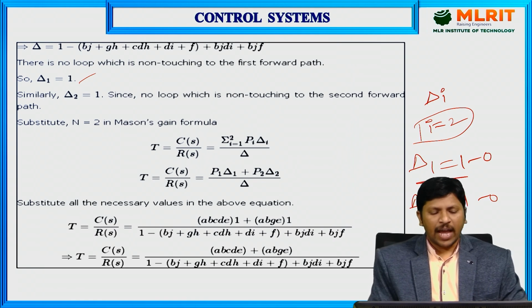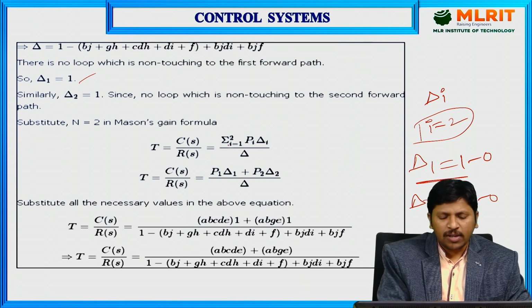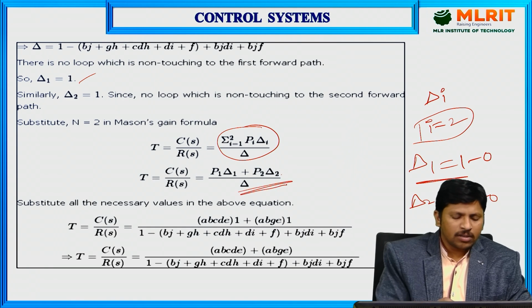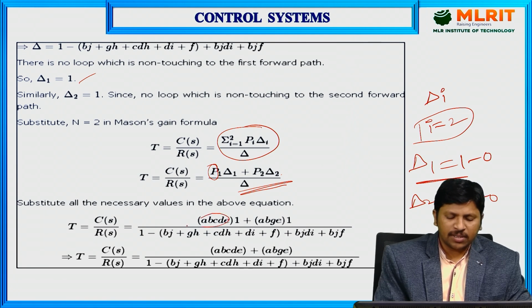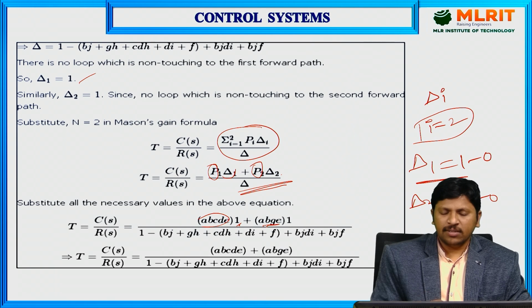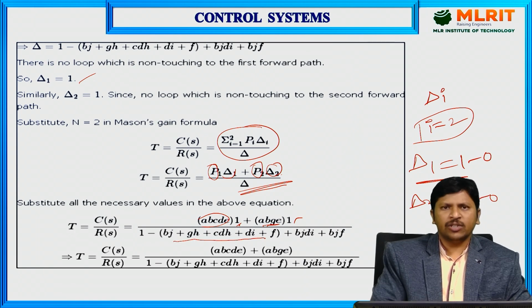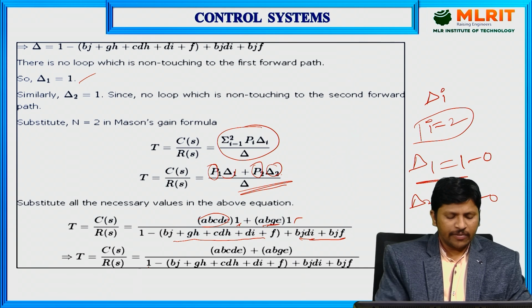Substitute the values here: n equals 2, i from 1 to 2. Expand this term: P1 delta 1 plus P2 delta 2, divided by delta. Substitute P1, the first forward path gain, into delta 1, which equals 1, and P2, the second forward path gain, into delta 2, which is 1. Again substitute delta as 1 minus all the individual loop gains plus 2 non-touching loops. Finally we get this answer.